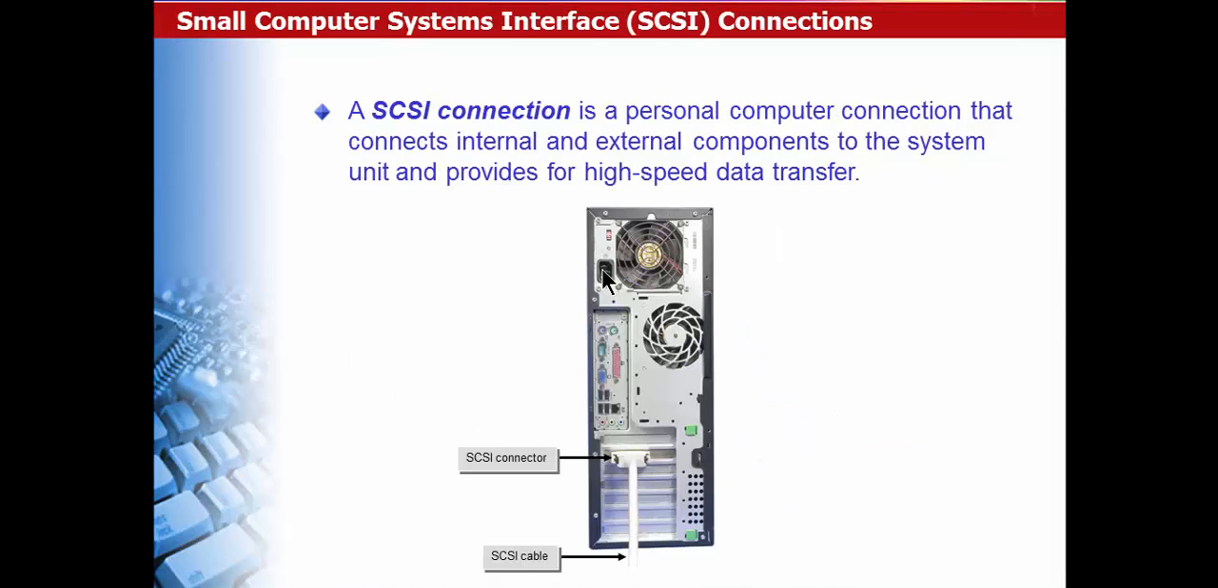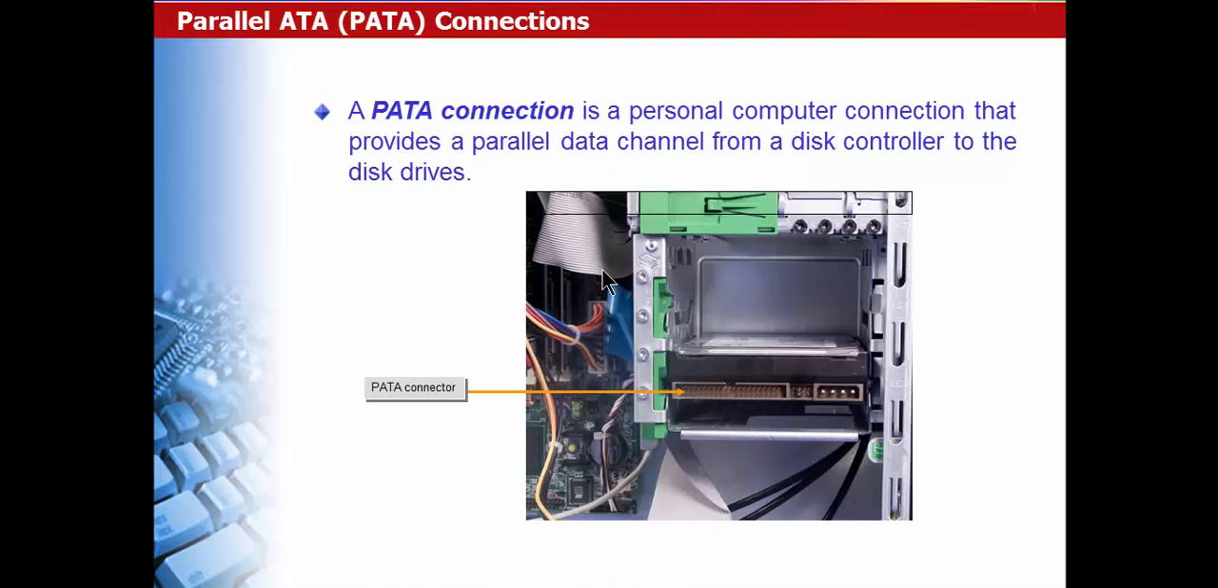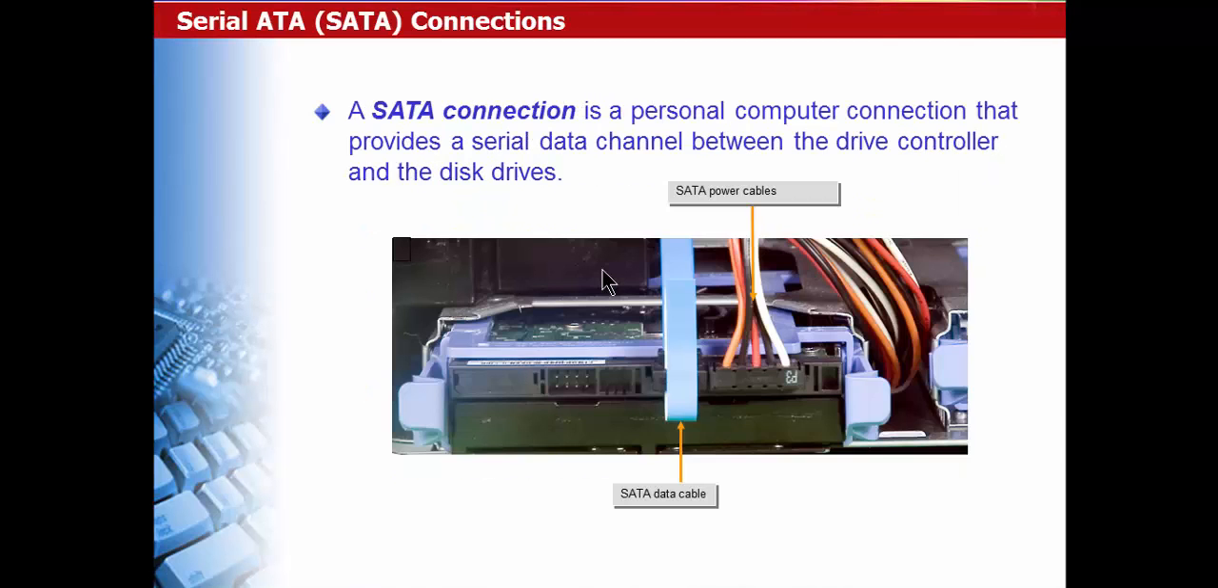Then we have a SCSI connector, a SCSI cable to connect the SCSI drives. It is a personal computer connection that connects the internal and external components of a computer system and provides high-speed data transfer. And also we have a PATA connection, which provides a parallel data channel from the disk controller to the disk drives. It's one type of connection. Like SCSI, we also have PATA, and also the SATA connection.